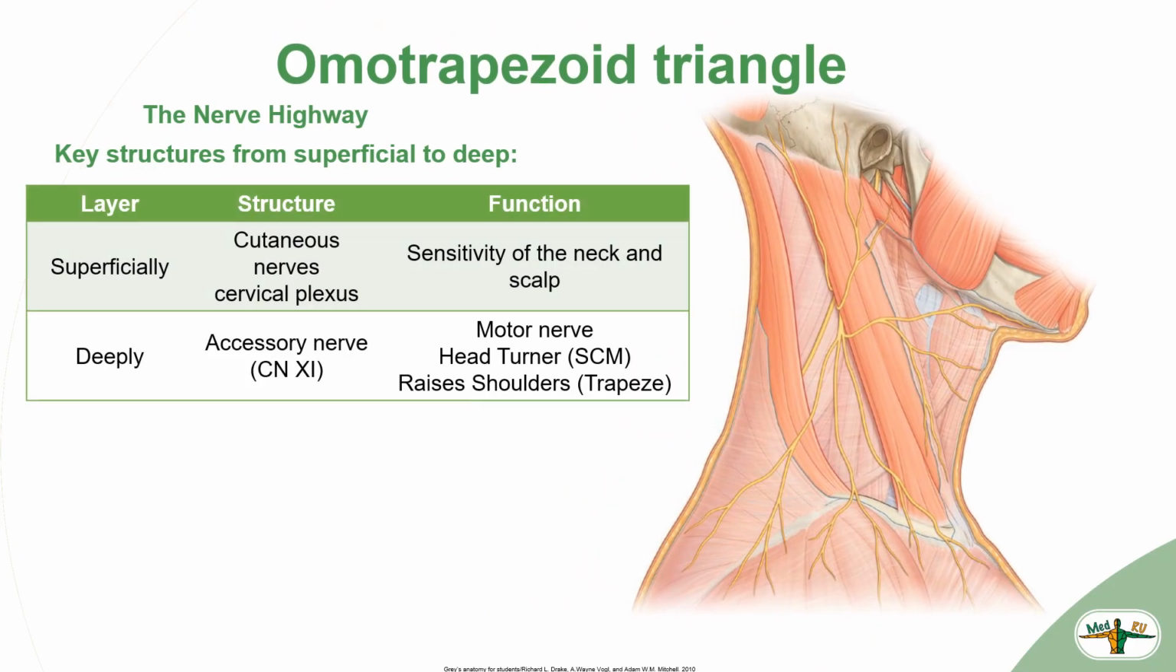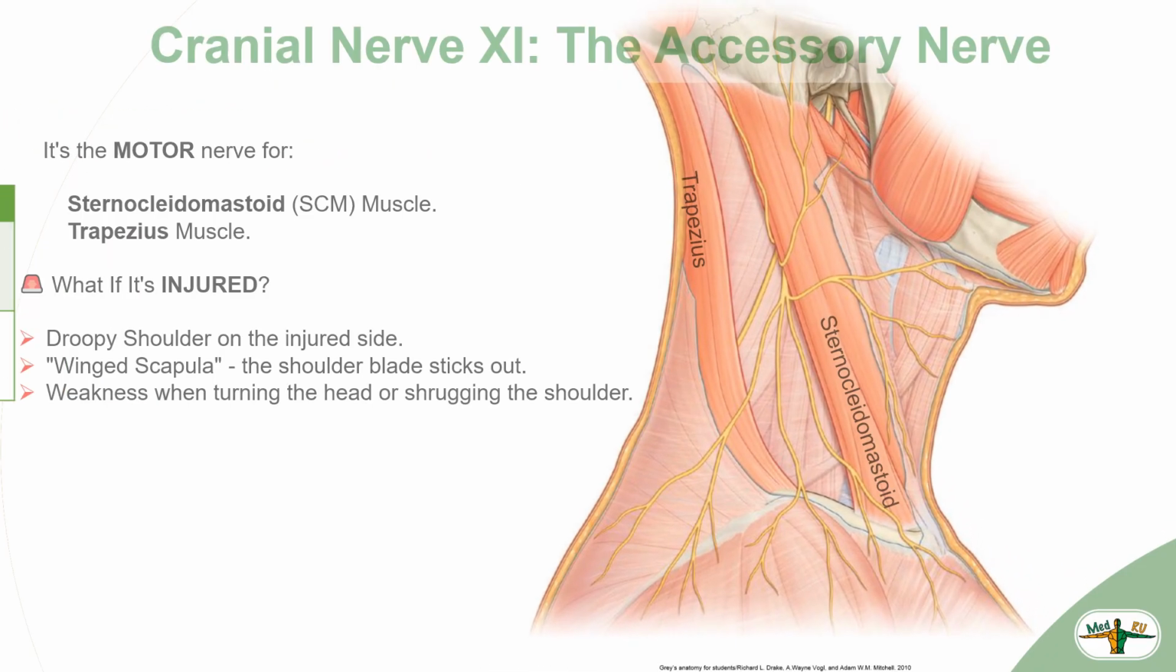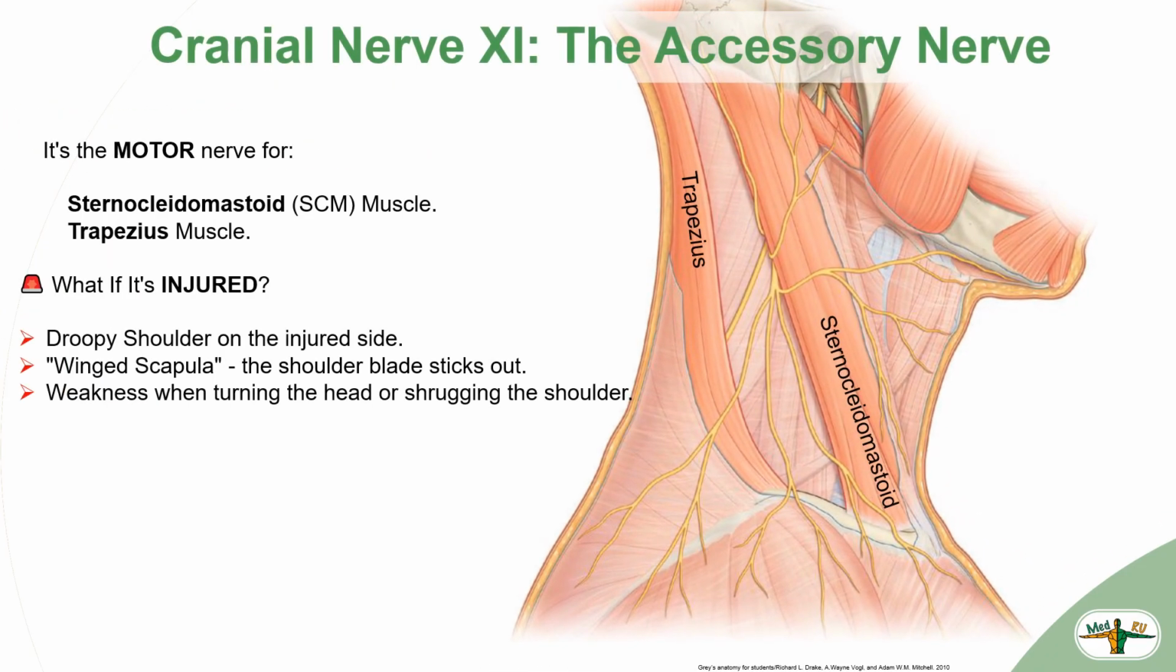Deeper down, a very important nerve passes through: the accessory nerve. This is the 11th cranial nerve. The accessory nerve, your neck and shoulders' personal commander. It does two big things. It powers the muscle that turns your head and the one that shrugs your shoulder. It takes a risky path through the side of your neck, where it can easily get injured. Damage here means a droopy shoulder, a winged shoulder blade, and you can't fight someone turning your head. So remember, the accessory nerve, the boss of head turning and shoulder shrugging.